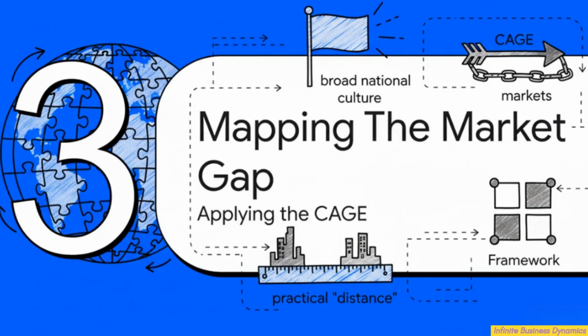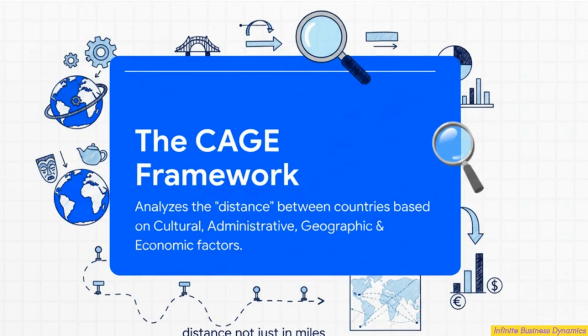All right, let's peel back another layer here. We've looked at the big picture national culture. Now let's get a bit more granular and talk about the practical distance between these two markets using another tool, the CAGE framework. The CAGE framework is this really clever way of thinking about distance. See, it's not just about the miles on a map. It helps us measure the gap between countries across 4 really important dimensions.